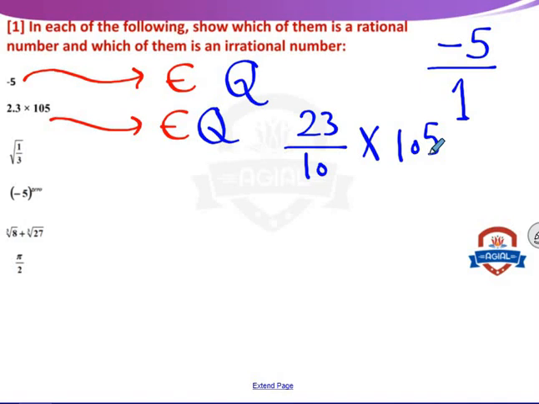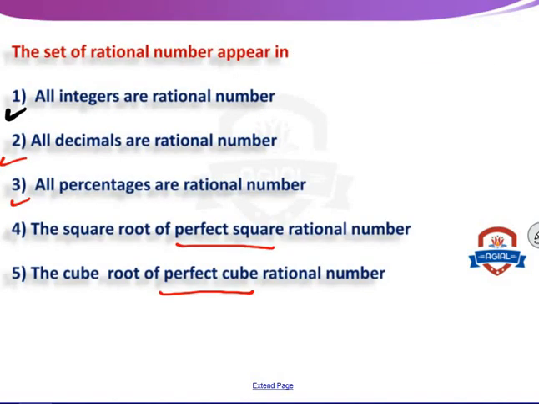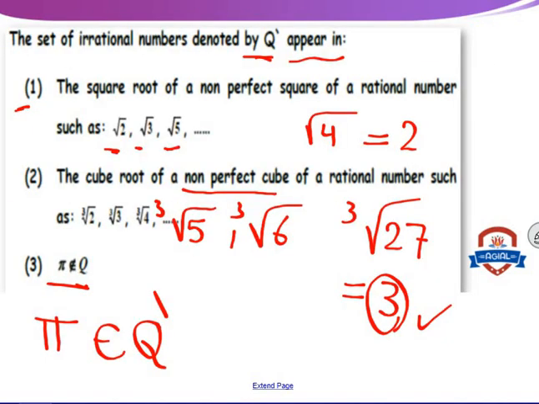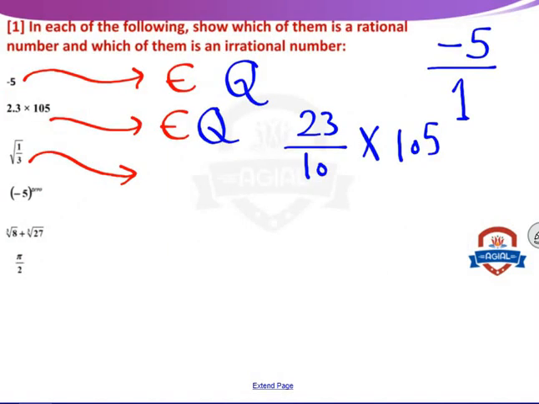The square root of 1 over 3, does it belong to rational or irrational numbers? We said before that irrational numbers appear in the root of a non-perfect cube. Look at this, this is a non-perfect cube. We don't have the square root of 1 over 3. So this belongs to Q dash.